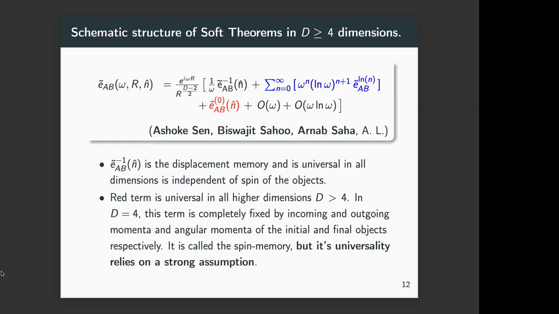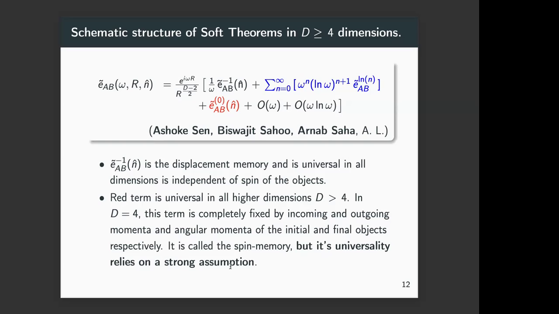Sorry, there's a typo. In D higher than 4, this term is completely fixed by the incoming and outgoing momenta as well as spin of the initial and final objects. It is sometimes called spin memory. But this object is often computed in 4 dimensions by ignoring precisely the effects which arise in 4 dimensions that we will discuss. In the literature, you may see that spin memory is also considered a universal or robust observable, but that relies on the strong assumption that physics in higher dimensions and 4 dimensions is the same. That's precisely the point that we want to discuss in more detail. But it is indeed true that this red term is universal in dimension higher than 4.